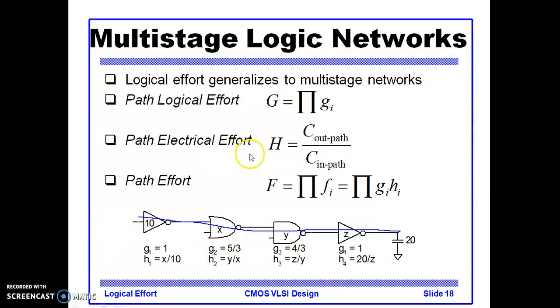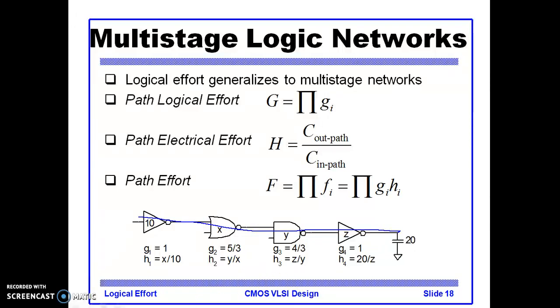We shall have a look at a particular case where we have an inverter driving a NOR gate, which is connected to an AND gate, and it's connected to another inverter which is connected finally to a 20-unit load capacitance.